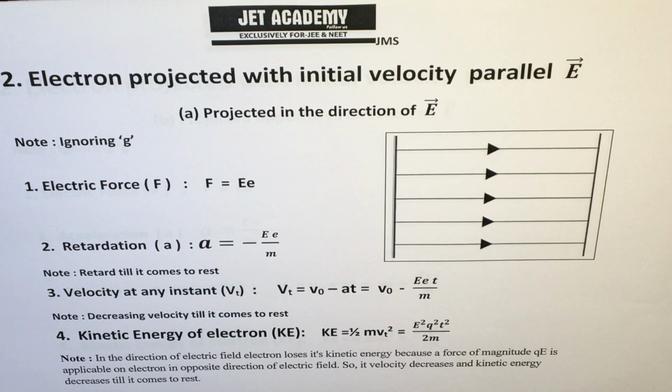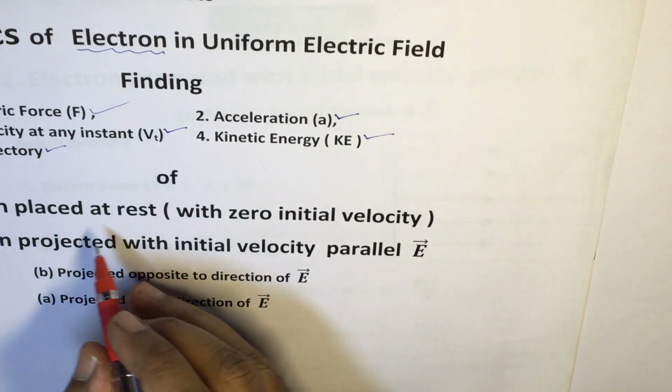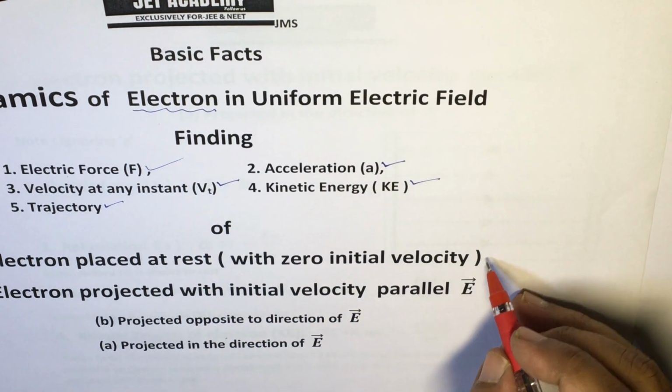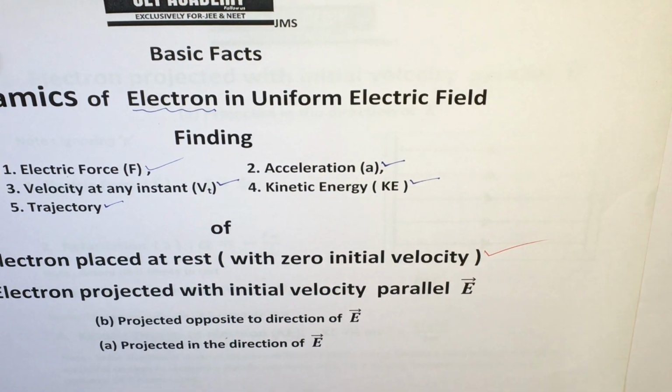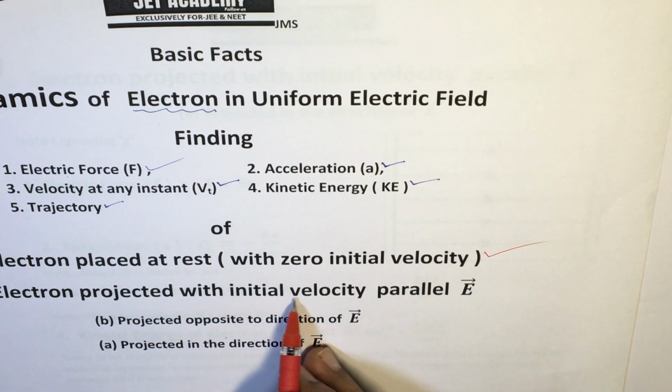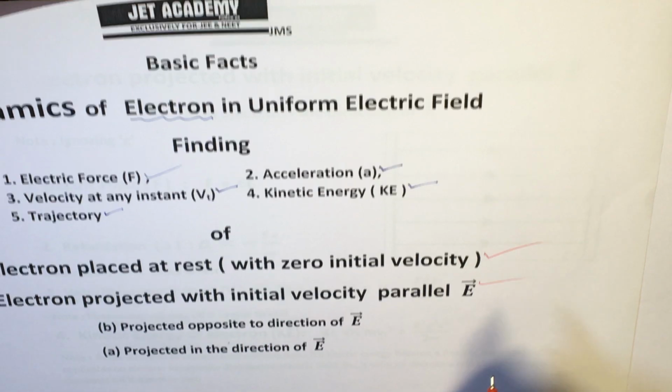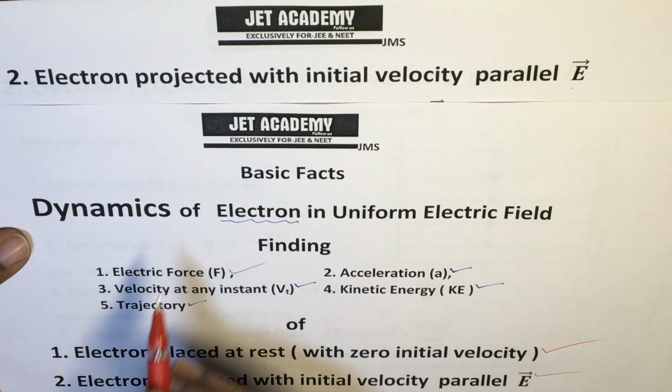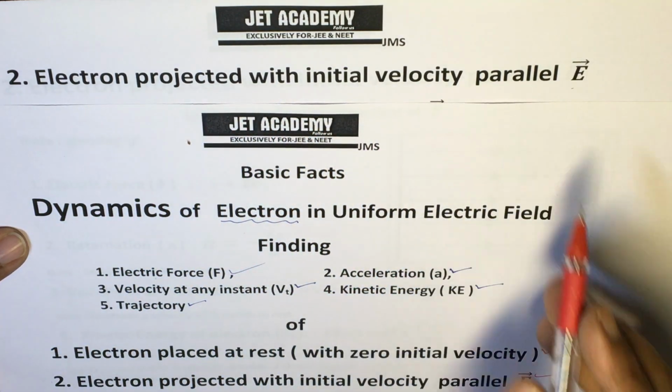Next, the next one is electron projected with initial velocity parallel to E. So the question is, now the electron placed at rest with zero initial velocity, this is over. Now electron projected with initial velocity parallel to E. The same thing. Second one, electron projected with initial velocity parallel to E.